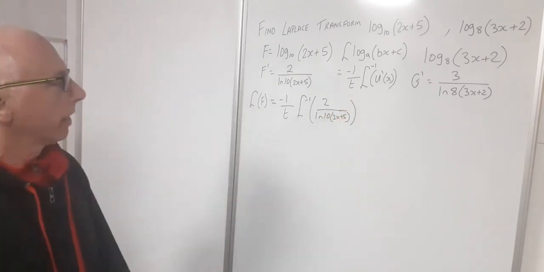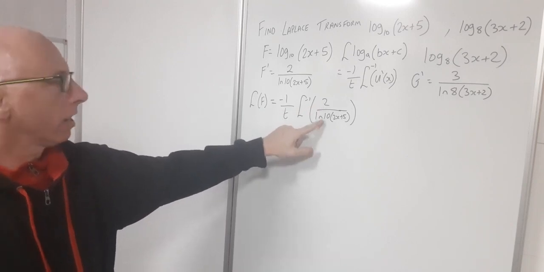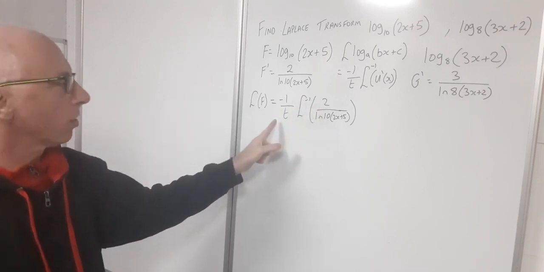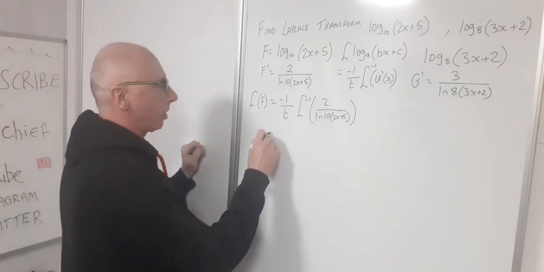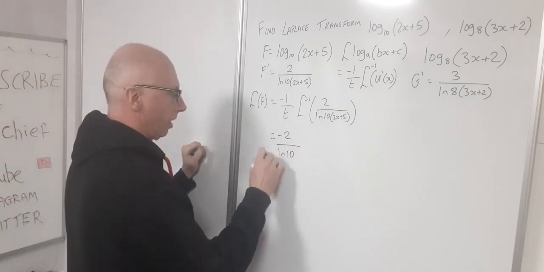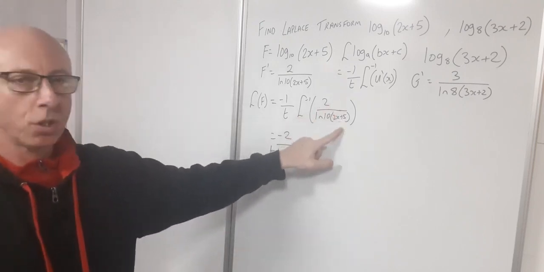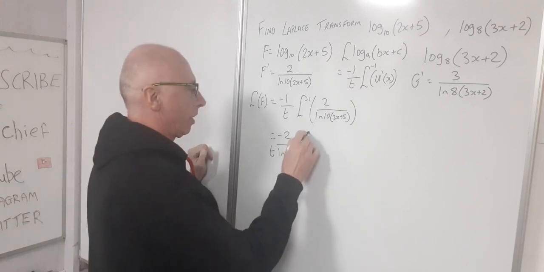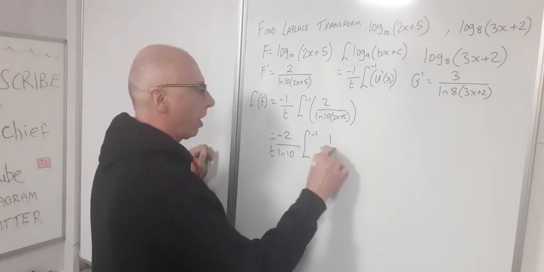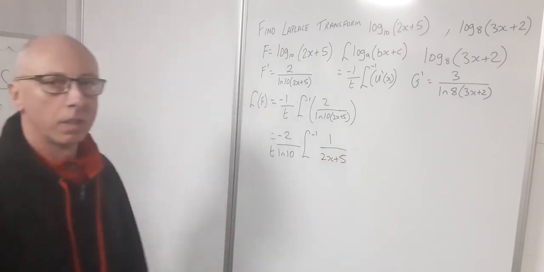Okay, now we've got a 2 here and ln 10 here. They can come out as constant multiples. So now we've got minus 2 over ln 10, and that's multiplied by t. And now we're left with the inverse Laplace of 1 over 2x plus 5.